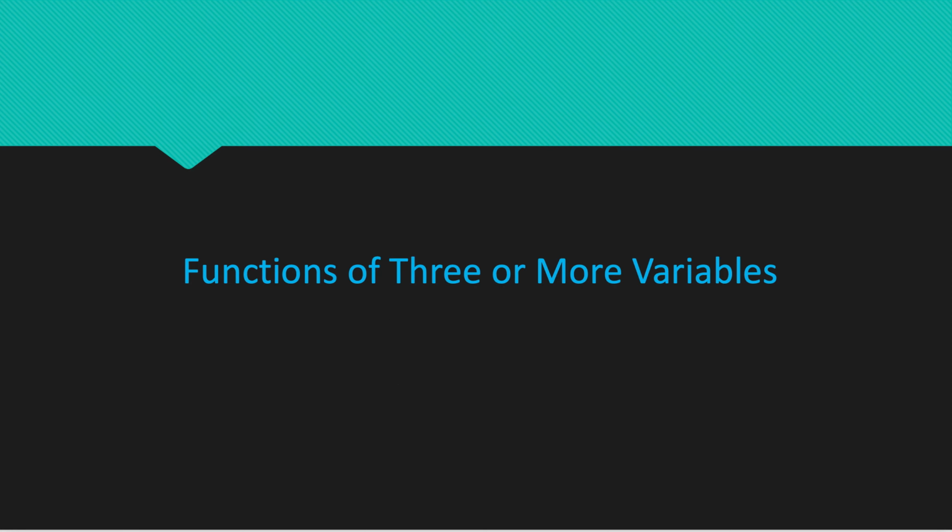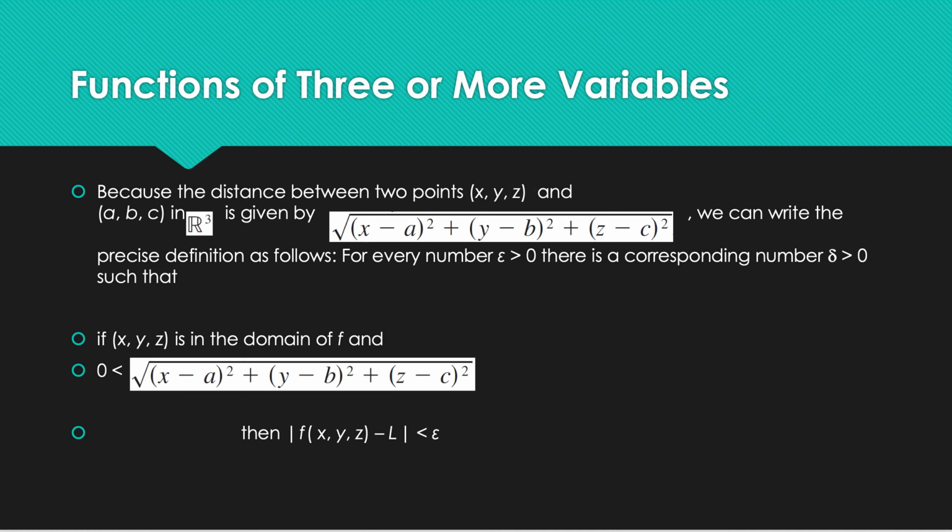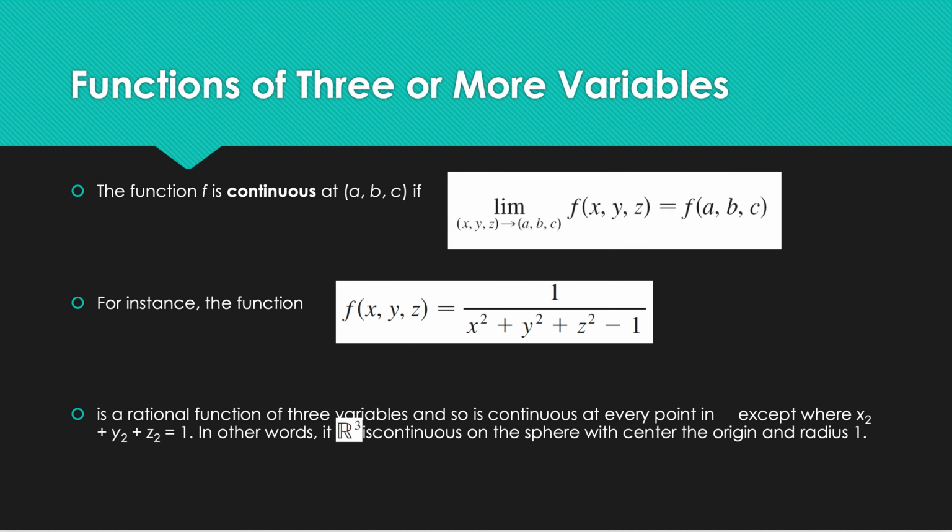So how does it work with 3 or more variables? Well, it works the exact same, but I have a z. So I can still plug in directly. I can still do other things. So this right here is a rational function, which means it's a ratio of continuous functions. So I could just plug the numbers in.